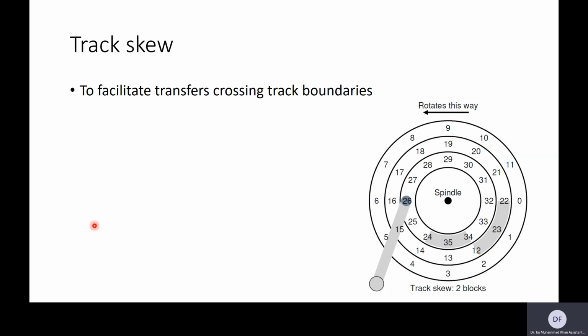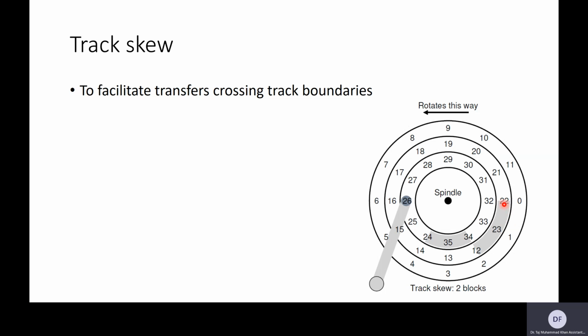Since this movement is slower and it takes time to get from one sector to another, there is an optimization to facilitate reads and writes which cross the boundaries of a track. Let's say you have a read request which comprises sector numbers 22, 23 and 24. As you can see, this read request will have to cross the track boundary to move to another track to read these three sectors, 22, 23 and 24.